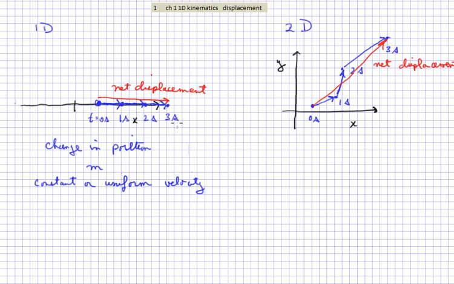So displacement is going to be one of the basic concepts in kinematics. We're going to use it to define velocity, and the motion diagrams are going to be one of the first ways we use to represent motion.